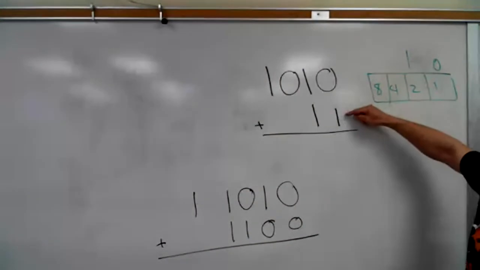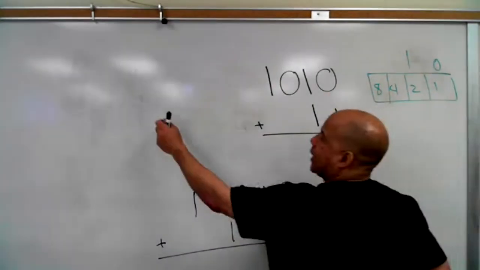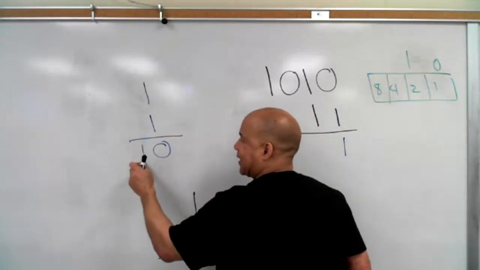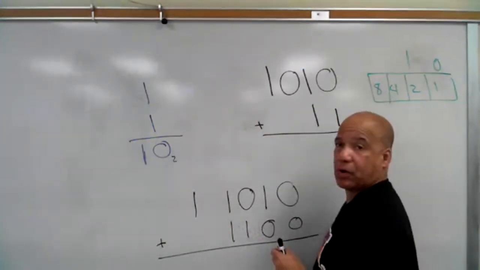Right here, again, I got a 0 and a 1. That's a 1. Now right here, look at this. Remember we said if you have a 1 and a 1, then that's a 0, and you got that carry over here. A 1 and a 1 is a 2, and base 2 is written as a 1, 0.